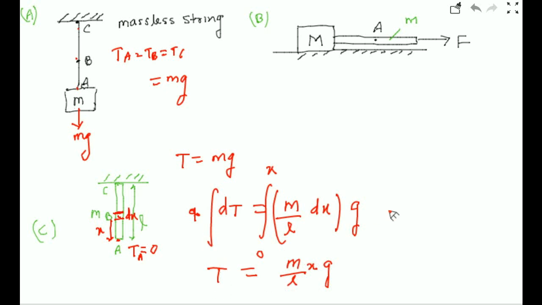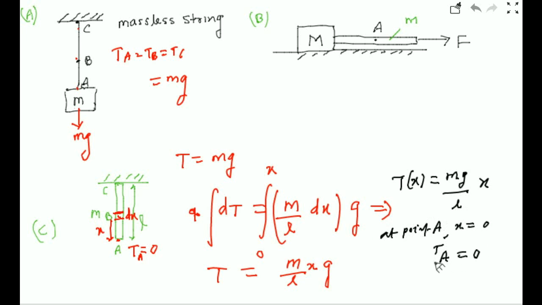If you have a string that has mass, you can write tension as a function of x, this equals mg by L into x. Now what at point A? At point A, x equals 0. So tension at A equals 0. At midpoint B, x equals L by 2. So the tension equals mg by L into L by 2. So this will be mg by 2.